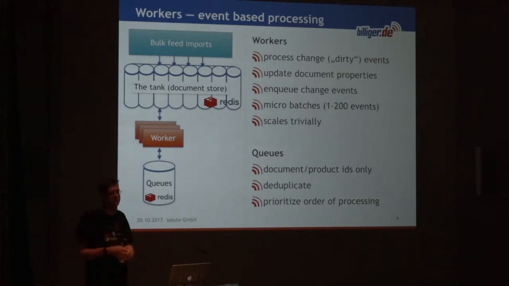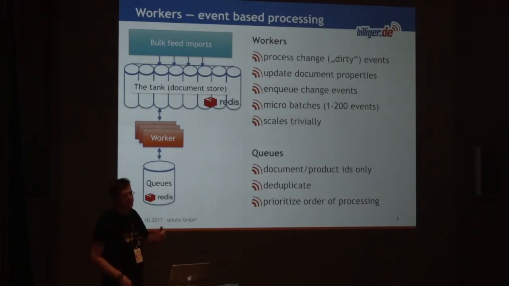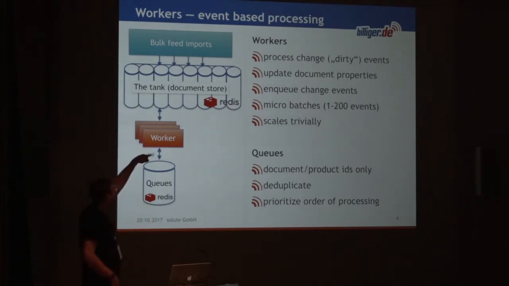Now, what do the workers actually do? Basically, all the queues tell them something got changed. That is typically a document. There's some change to a document. Because of that, you need to recompute something else, like a product. Those workers don't really process tiny events, but they typically process small batches between 1 and 200 events.